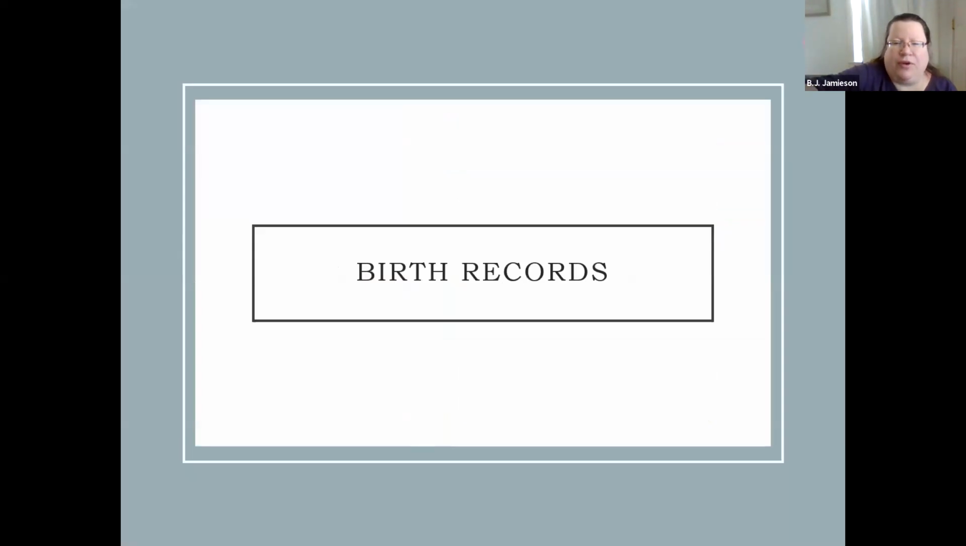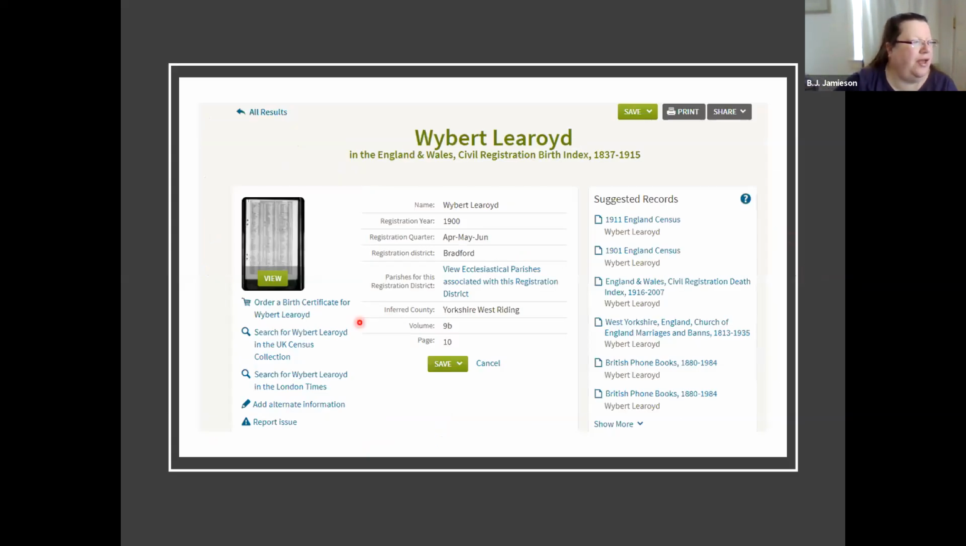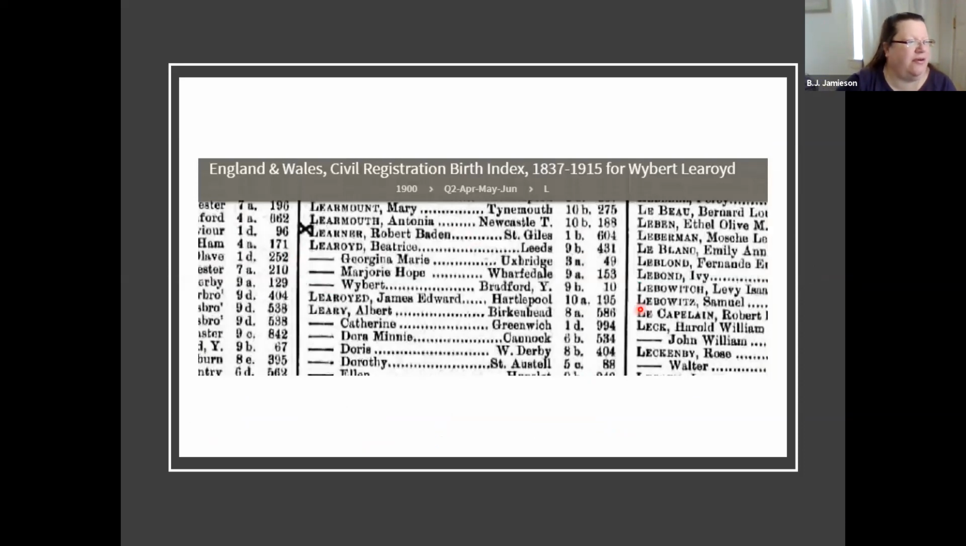Birth records. Let's take a look at what they looked like. Looking at this, you can see how it lists this Beatrice Leroy is registered in the second quarter of 1900. So this is the closest it gets from the index. But then you can order the certificate. That takes you to a link where you can order it from Ancestry. And again, here you can see an index page for this man, and here's what the index looks like. This is for the entire country.